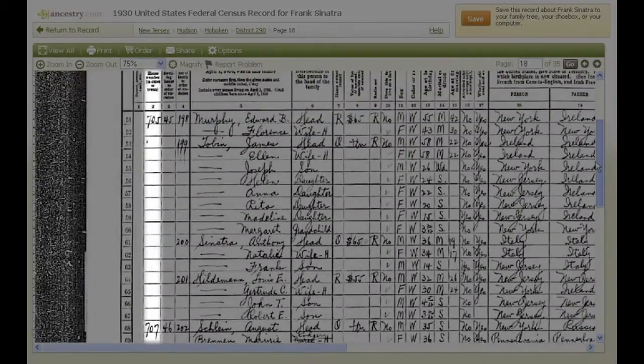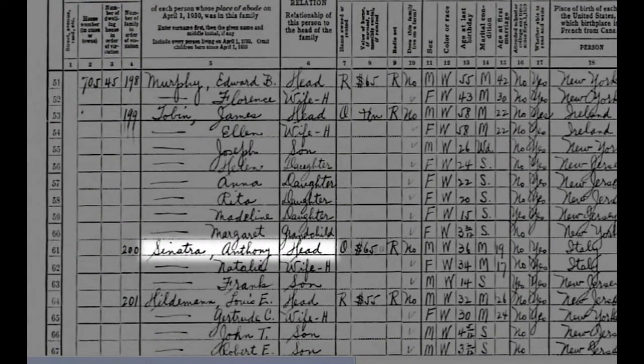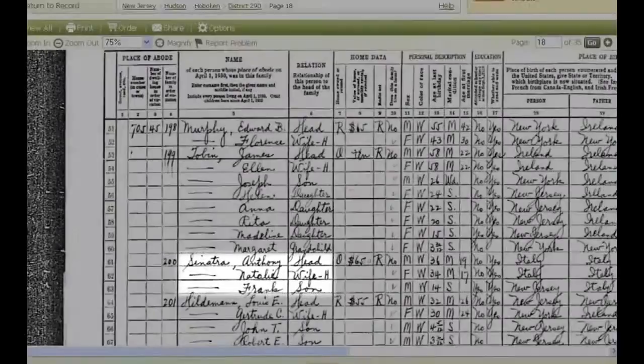The street address is in column 2. You can see that the Sinatras lived at 705 Park Avenue. There were multiple residences in this building, and 3 other families lived at this address as well. Anthony is listed as the head of the household. He lived with his wife Natalie and his son Frank.